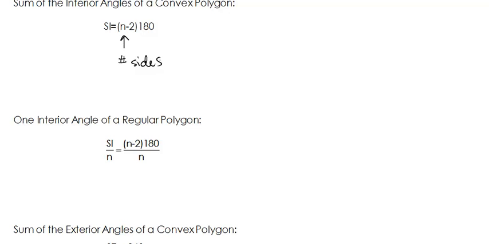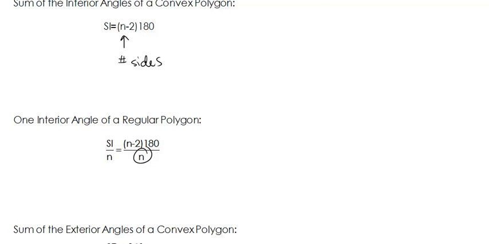Okay. If you only want to find one interior angle for a regular polygon, then you take the sum of all the interior angles and divide by n, the number of sides. Okay, so first you figure out what all the interior angles add up to using the first formula I gave you, and then divide that by n, or the number of sides, to get the measure of a single angle.